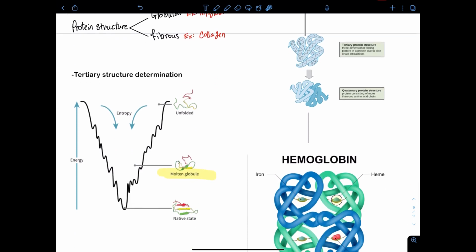Okay, so molten globule. If we were to go from tertiary structure all the way to primary structure, we would have to go through steps. And basically the intermediate state in the folding of a protein is called molten globule. As you can see here, this is the unfolded part, and as we go down, we get the molten globule, and then we have the native state, which is the tertiary protein structure.